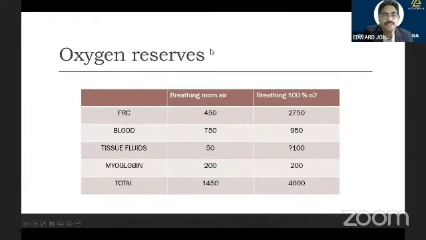So coming to the oxygen reserves, what are the oxygen reserves? Suppose you are inspiring room air, the oxygen reserve will be low. FRC will be 450, blood 750, tissues 50, myoglobin 200. So it will come to around 1400 only. But when you are inspiring 100% oxygen, the oxygen reserve is increased. See, the FRC is equivalent to 2750, blood 950, myoglobin 200. So it comes to around 4000, 4 liters. So the oxygen reserve will increase to 4 liters when you inspire 100% oxygen.